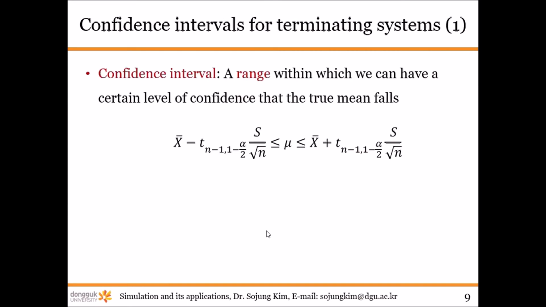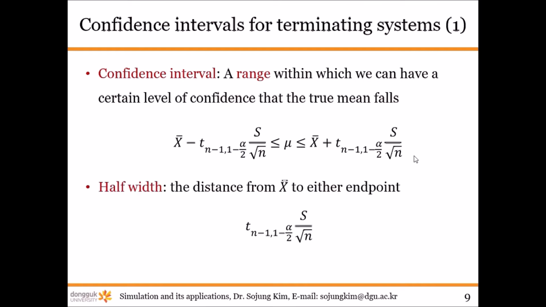Okay, so we use a confidence interval, and Arena also uses a confidence interval a lot. A confidence interval is a range within which we can have a certain level of confidence that the true mean falls. This is the expression to get the confidence interval on the sample mean value mu. Of course, you can use a t distribution because you don't know the variance of your original data set. Sigma is not known, so that's why we use the t distribution a lot.